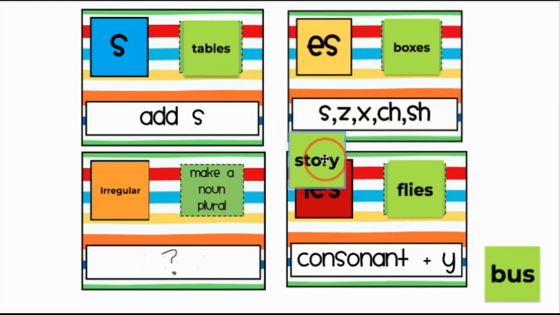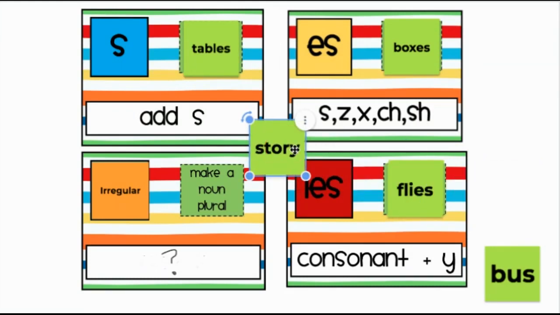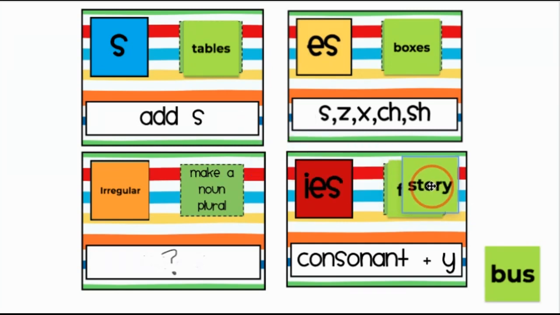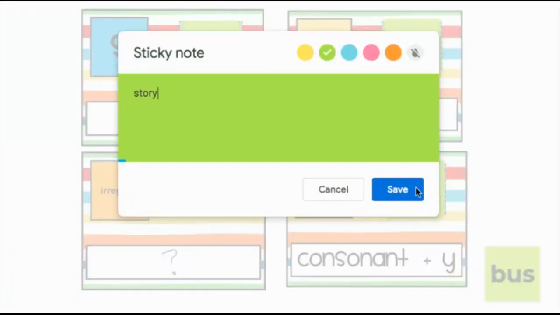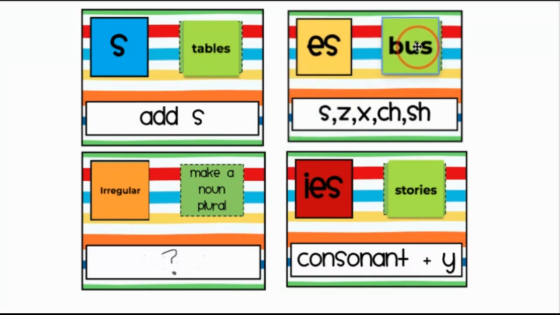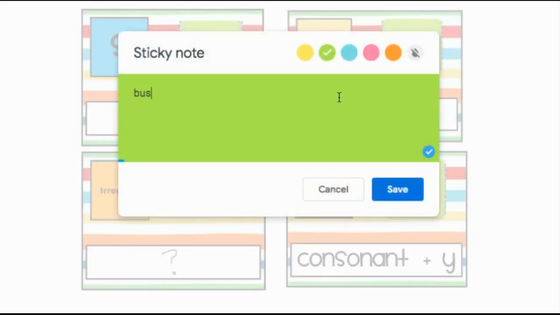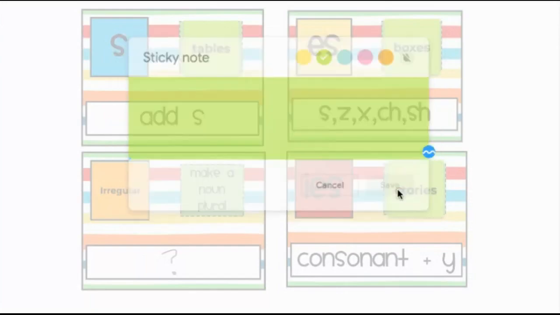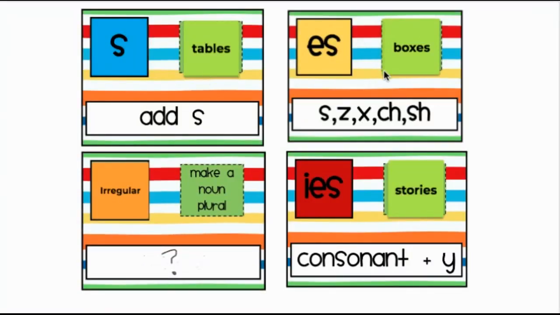Next, we have story. Now, story has a Y, and it finishes with a consonant R. So this one is going to be in this category. And the plural of story, take out Y, IES, stories. Okay? We have this word here, and this is the word bus. It ends with an S. That follows this rule here. If it finishes with S, Z, X, CH, or SH, it goes in here. And the plural of bus is buses. Okay. Now we have some here in S, some in ES, and some in IES, but we have none in irregular. So let's try to think of some.